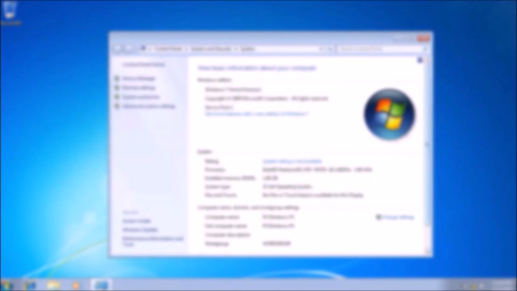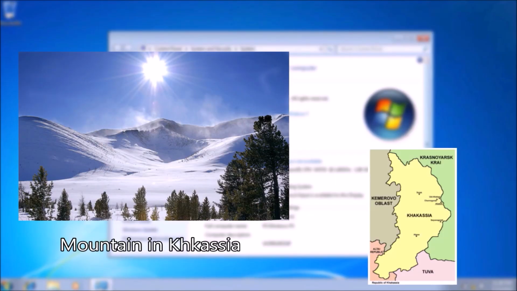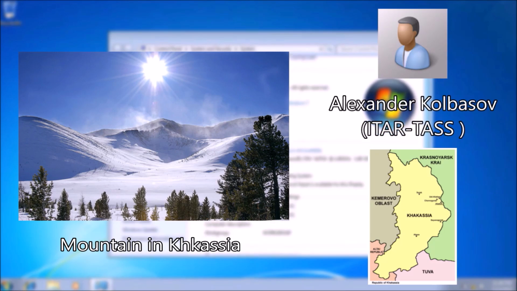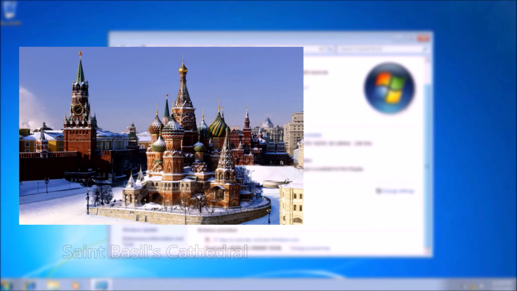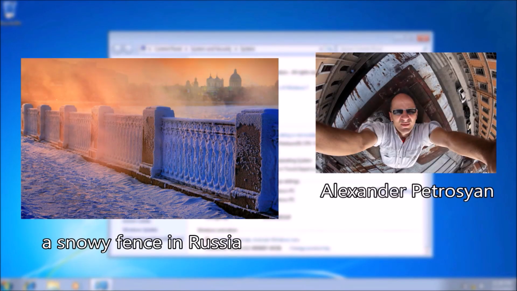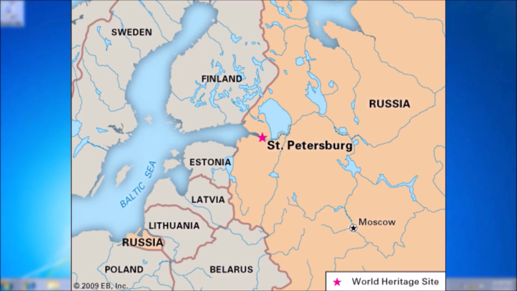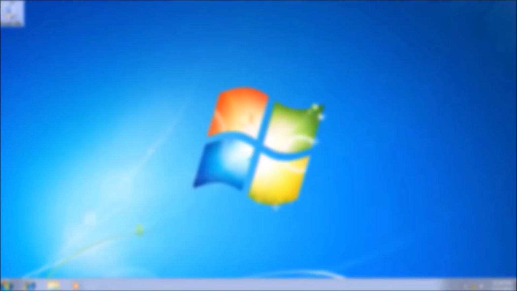Russia has the most amount of winter wallpapers, with the first one being of a mountain, somewhere in Kakasha. It was made by Alexander Kolbasov. The second one is of St. Basil's Cathedral, shot by Grand Sven Ginter. The last one is by Alexander Petrosian, and from what I saw, it most likely was taken somewhere in St. Petersburg. Wow, that was quite long.